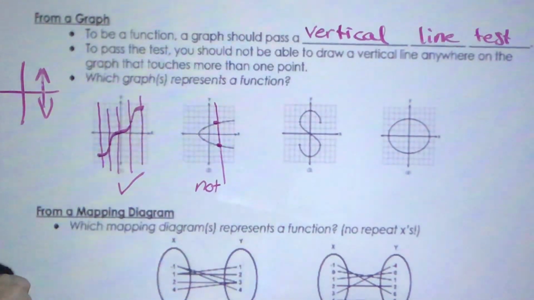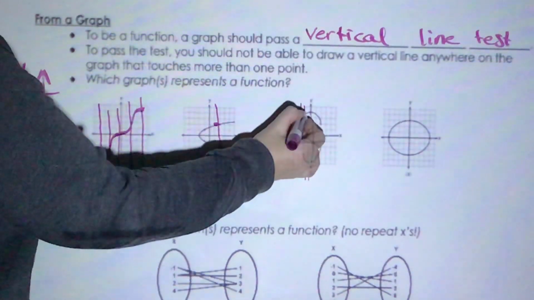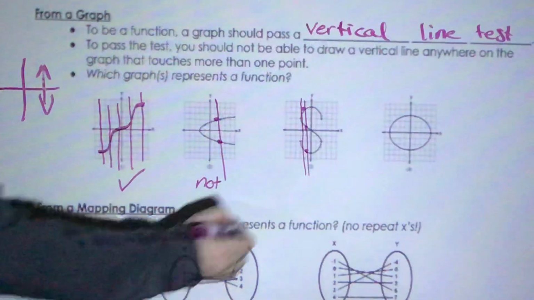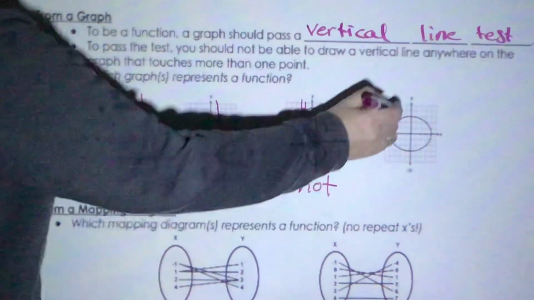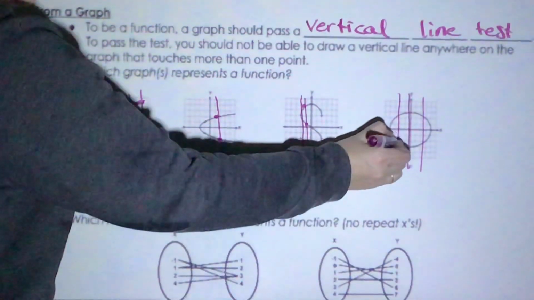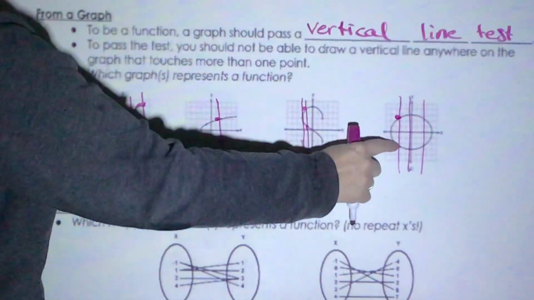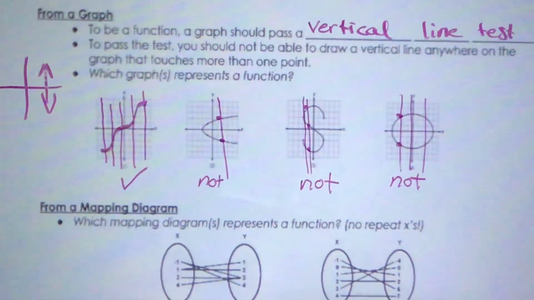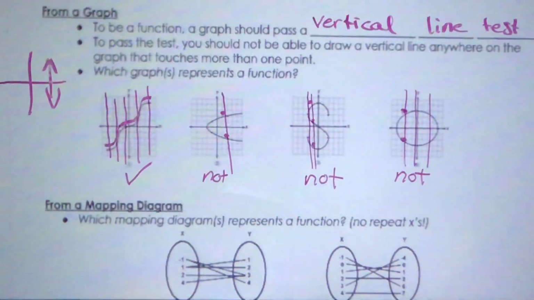That does not work. For the next graph, if I just draw vertical lines, I'm going to hit more than one point throughout the graph. So this is also not a function. In my last one, if I draw vertical lines up and down, I hit more than one point on the graph each time I do that. Here I hit this vertical line, hit this point and this point. So this is not a function. So it has to pass the vertical line test to be a function for a graph.